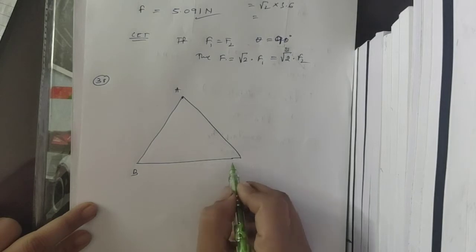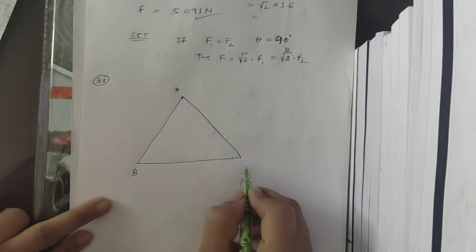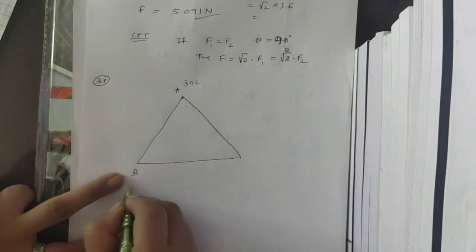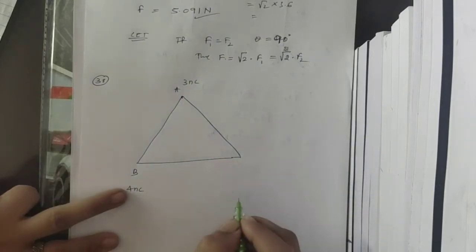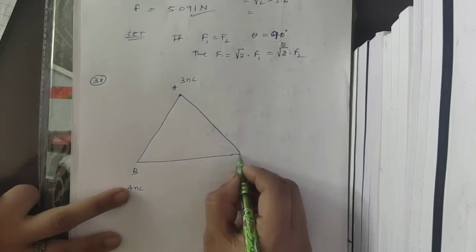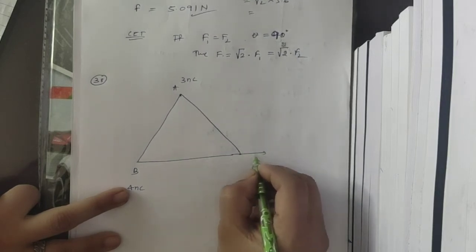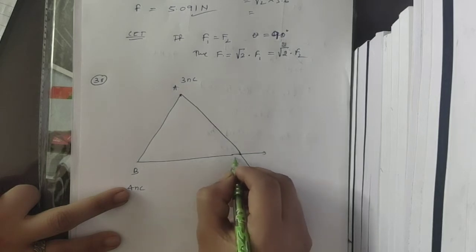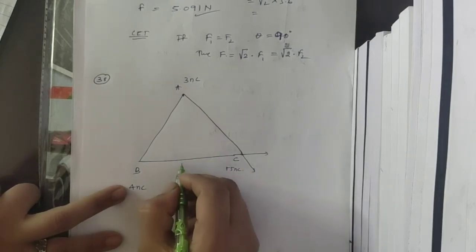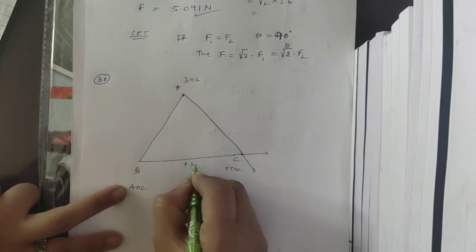AB and this will be C. I take 3 nanocoulomb, 4 nanocoulomb and this will be 5 nanocoulomb. All are positive. So here I take C, 5 nanocoulomb, of side 0.2 meter.